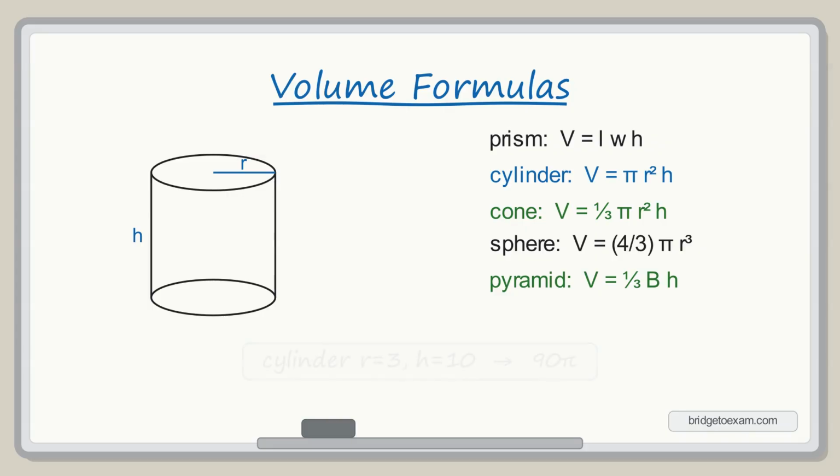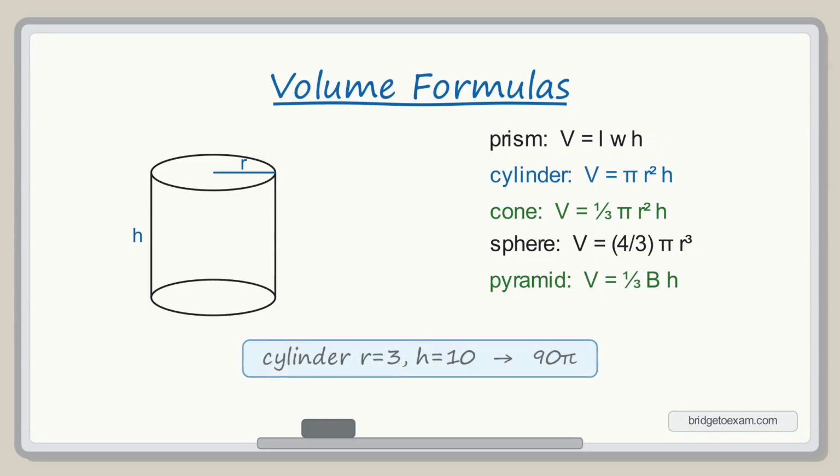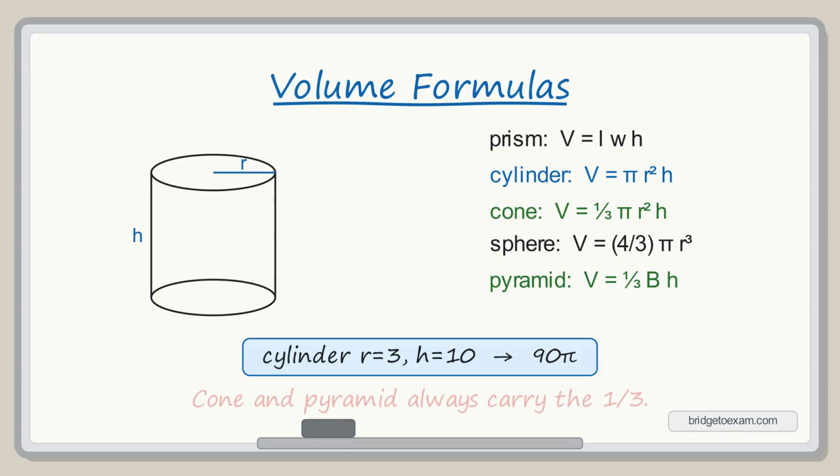So, a cylinder with radius 3 and height 10 has volume pi times 9 times 10, which is 90 pi. Just be careful, cones and pyramids always carry that 1/3.